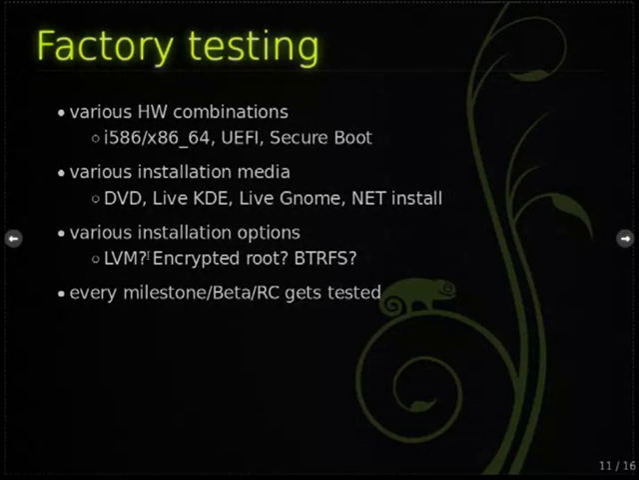Now, the important part of the whole process is testing. There are too many combinations of stuff to test. So we obviously can't test everything thoroughly. There are various architectures, there are various installation media, there are various installation options, and there are a lot of daily builds of factory. We've got milestones, we've got betas, we've got RCs. So there's a lot of things to test. What do we do?